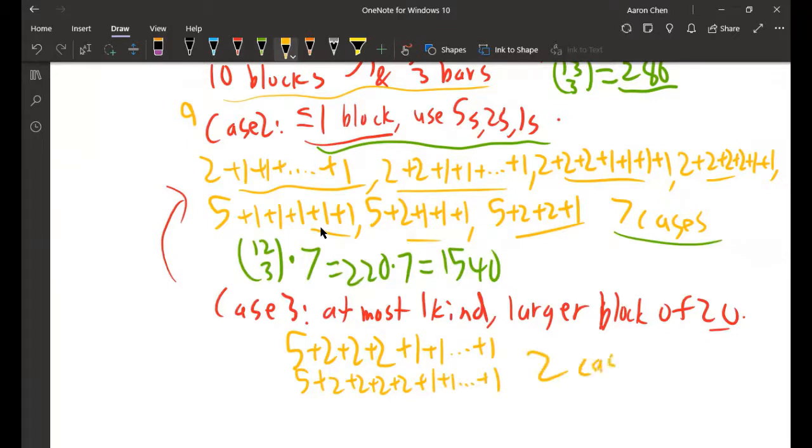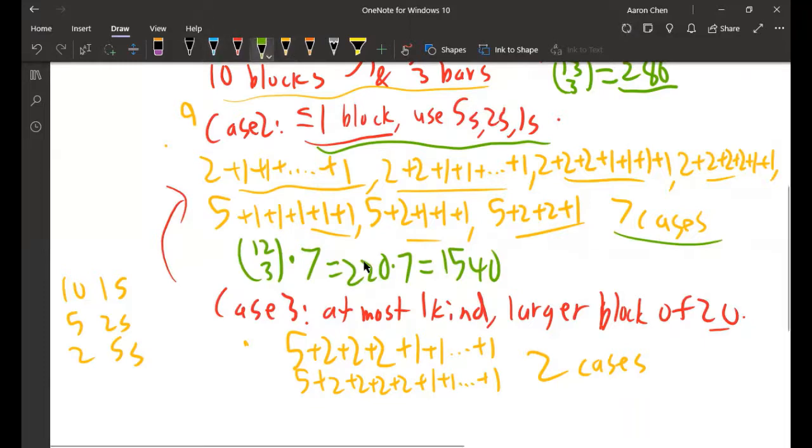And so that's 2 cases. And so now we can use accounts. However, if we use a case 3 block, we can't use a case 2 block. And the reason for that is simply because of similar reasons. Because if we do that, then we'll either see 10 ones, 5 2s, or 2 5s. And then that would just not work anymore.